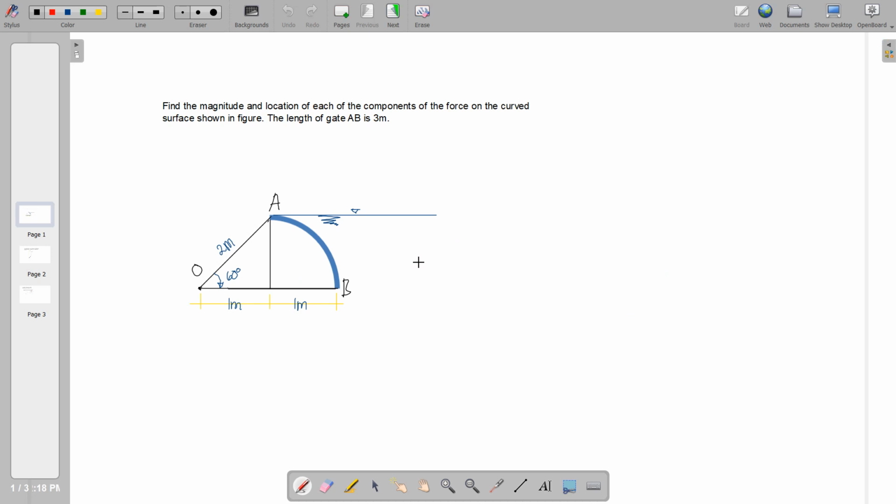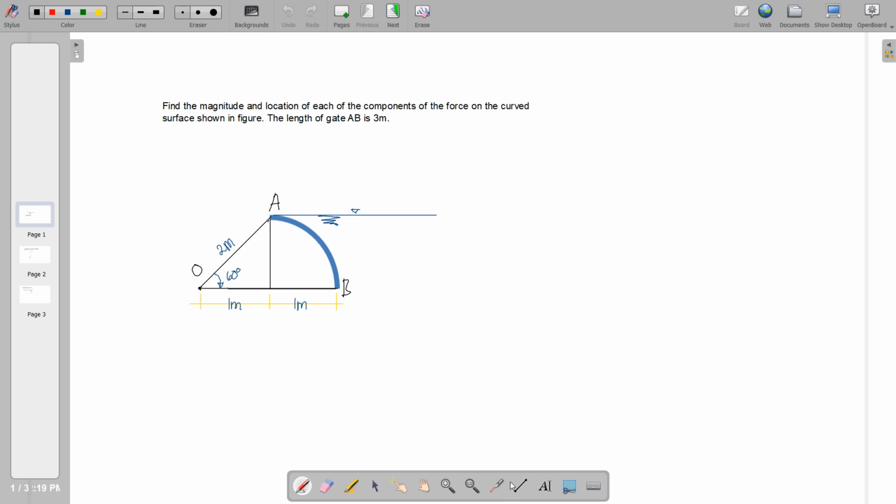So let us try some exercises. For the first problem, find the magnitude and location of each of the components of the force on the curved surface shown in the figure. So as we can see, this curve is actually a portion of a circle. Why? Because from O to A we have 2 meters, from O to B we also have 2 meters. So therefore, there is a common radius to those lines projected at the point of origin.